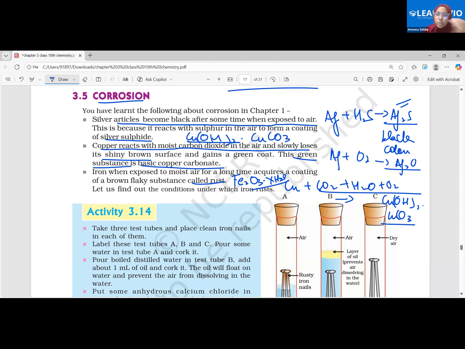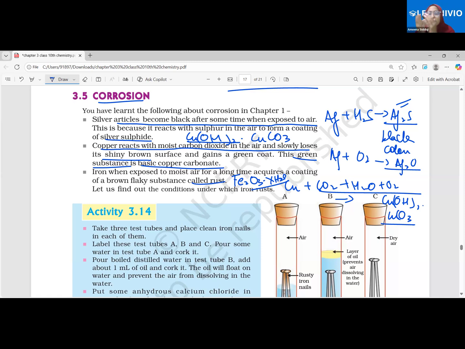Brown color, right? So we have discussed three metals for their corrosion. I'm repeating it. Please listen. Silver: it is called tarnishing of silver. What color is it? Black color. What is the compound? Silver sulfide or silver oxide, whatever we have. The next one is copper. The compound formed is called basic copper carbonate. What color is it? Green color. What is the formula? Copper hydroxide dot copper carbonate, Cu(OH)2 dot CuCO3.